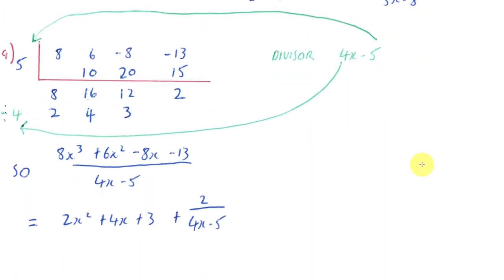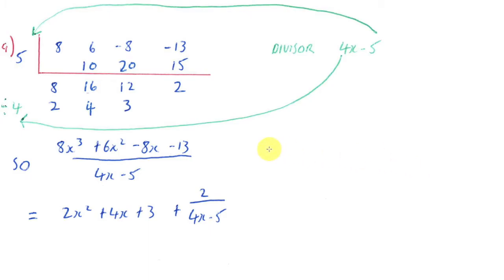Let's look at G. So for G, we've got this cubic divided by this linear. We set up our grid, and we look at the number at the end here, which is minus 5. The opposite of that is positive 5, so that goes in here. We take the coefficients of this cubic and write it at the top. And so now you can imagine that there's nothing here, there, or there.